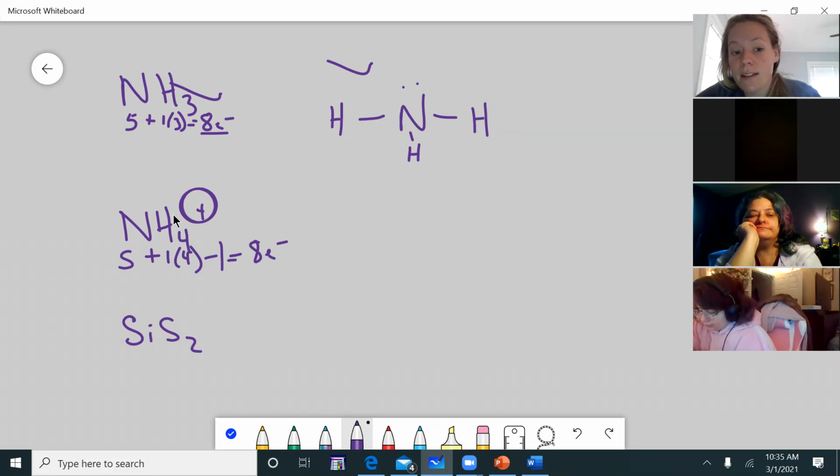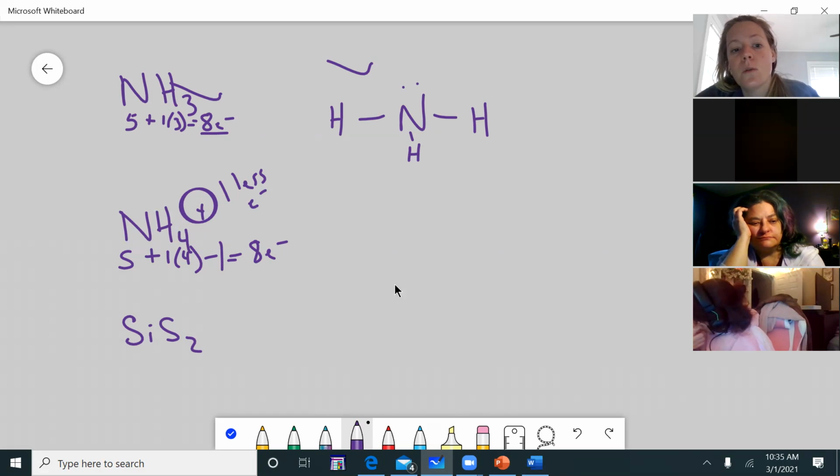I know the plus and the minus and the minus and the plus can get confusing, but think about what this means. It means that we have one less electron than what should be there. If we didn't take that into account, we would have had 9 electrons. That should have been a red flag, something isn't right.